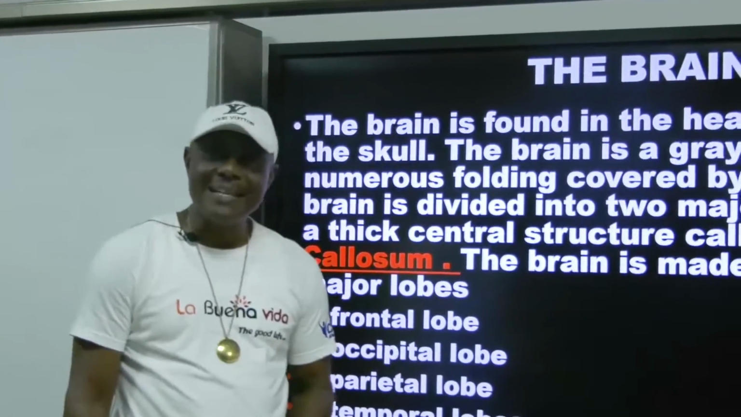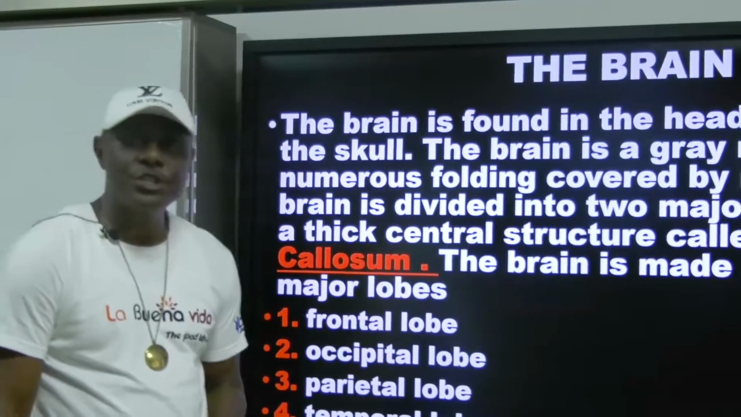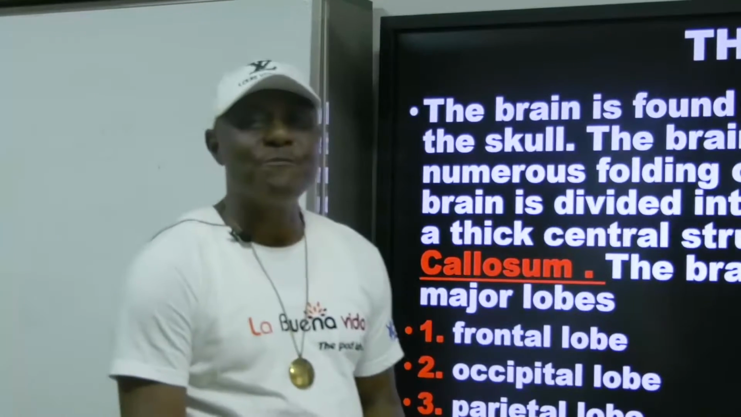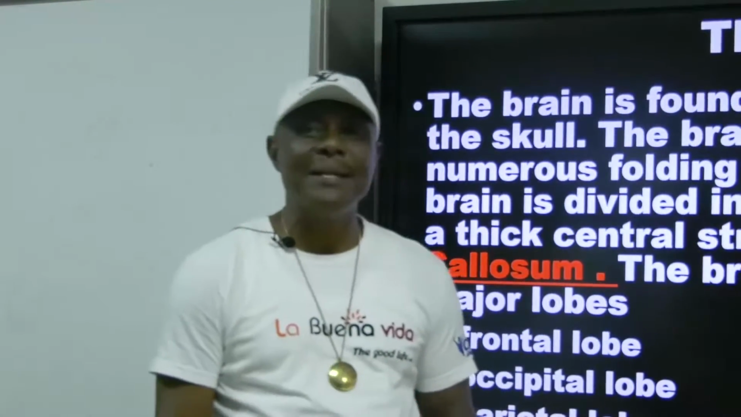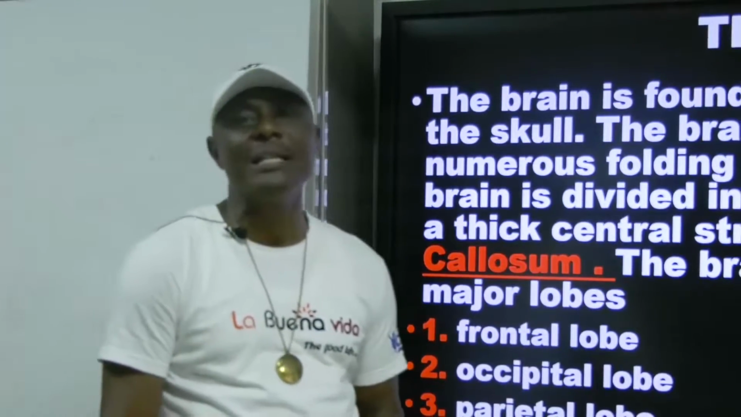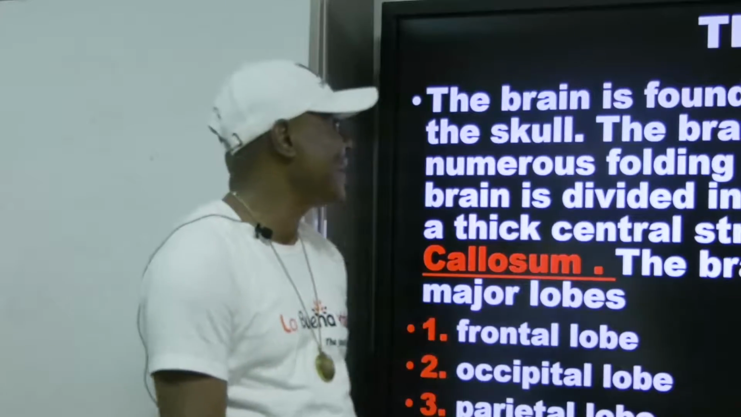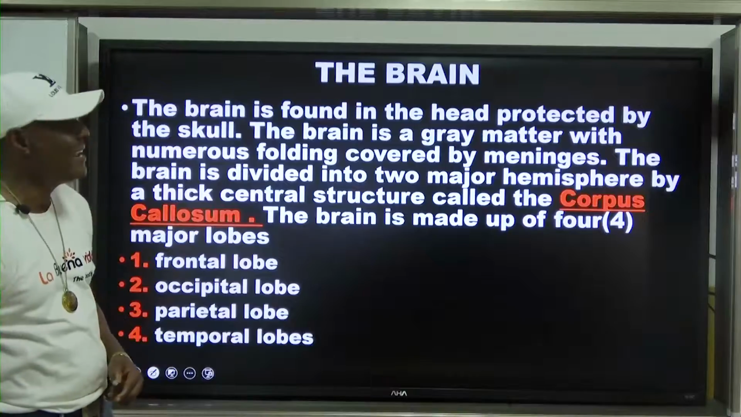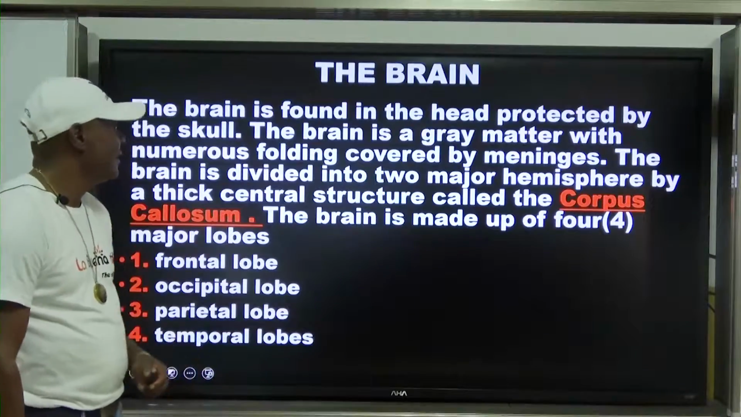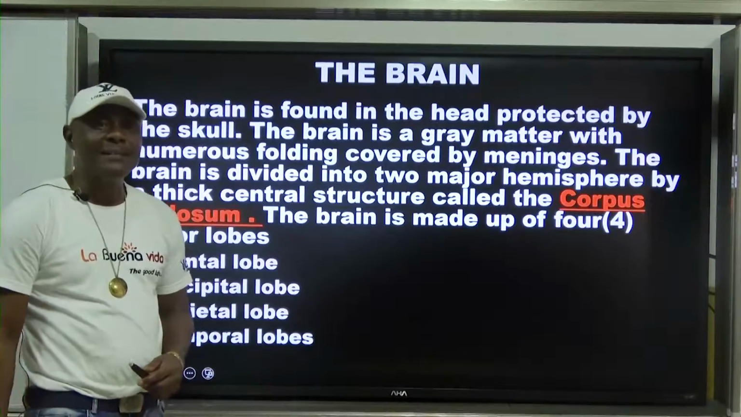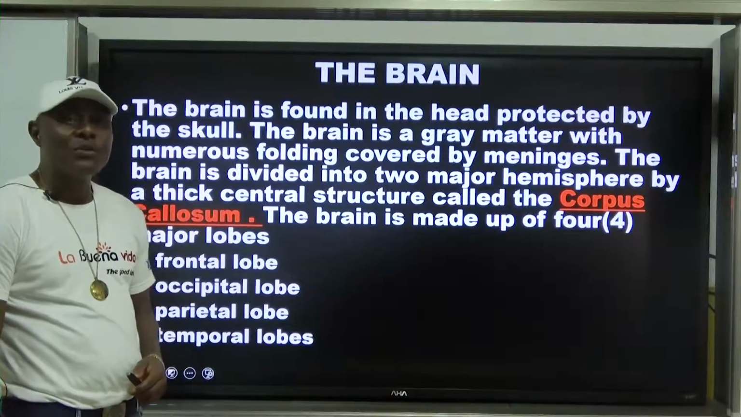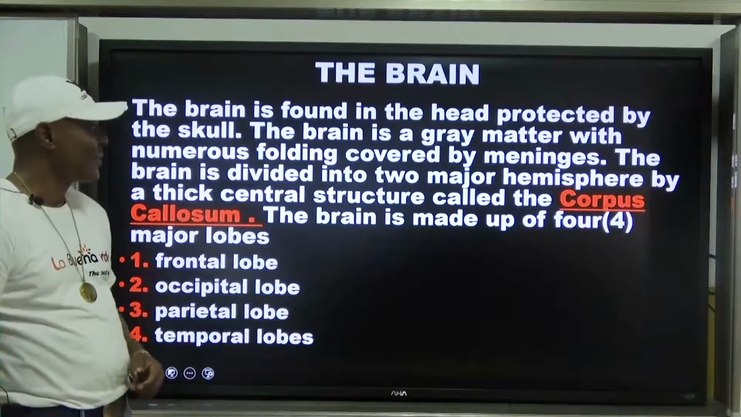The seat of intelligence, the seat of vision, the seat of auditory, the seat of speech, everything you can imagine about human being is there, controlled and coordinated by the brain and the spinal cord. The brain is seen as a gray matter. It is made up of numerous foldings that assist in carrying out the storage of informations.